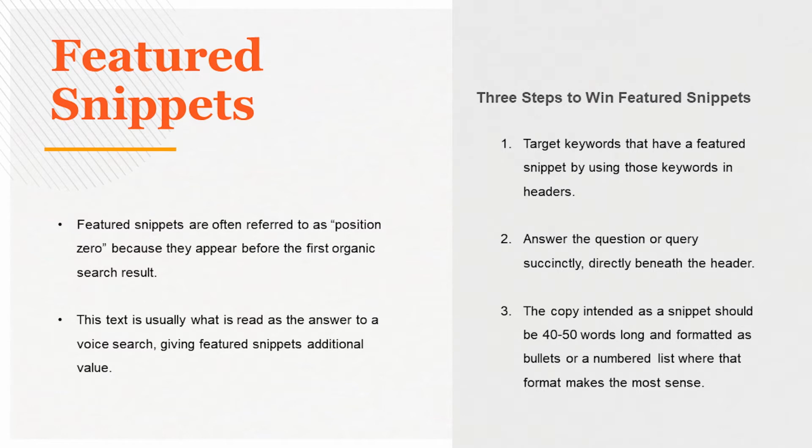Also, we want to make sure that the answer that's right below that H1 is really only 40 to 50 words long, and if possible includes instructions, whether they be bullet points or a numbered list, something that breaks up the content and makes it easy for users to read and understand. Google wants users to be satisfied with the answers that they're getting, and that means giving them something that's digestible and really easy for them to take action with.